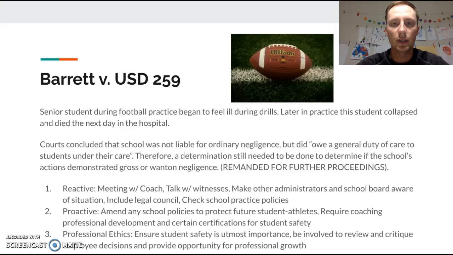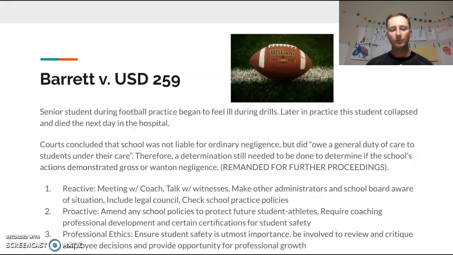Later in the practice, during conditioning drills, the student started feeling ill and was explaining this to the coaches. The coaches allowed the student to sit out, go get a drink of water, come back. The student was still not feeling well, went to go get another drink of water, came back, and then at the end of practice, the student ended up collapsing, being rushed to the hospital, and died in the hospital the next day. And what ended up happening, the courts concluded that the school was not liable for ordinary negligence, but they did owe a general duty of care to students under their care. So therefore, a determination still needed to be done to determine if the school's actions demonstrated gross or wanton negligence, and this case was remanded for further proceedings.